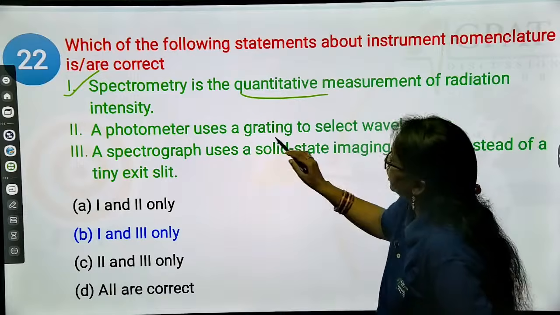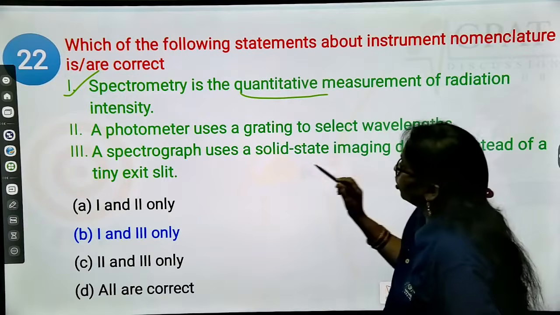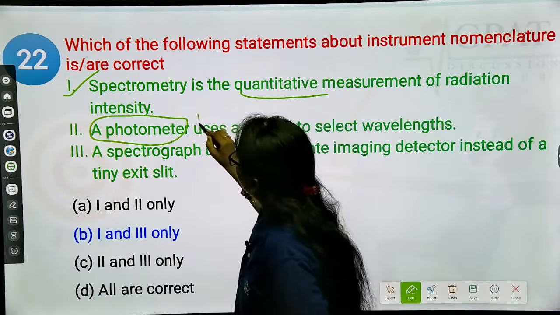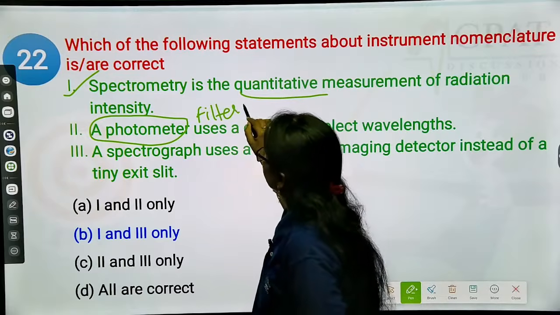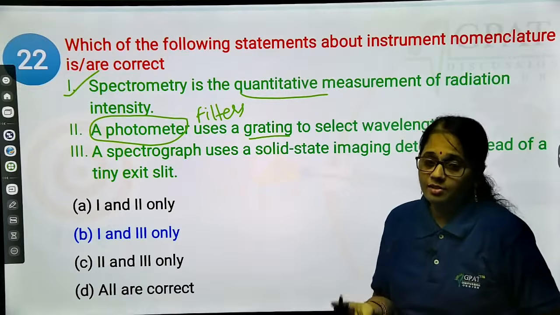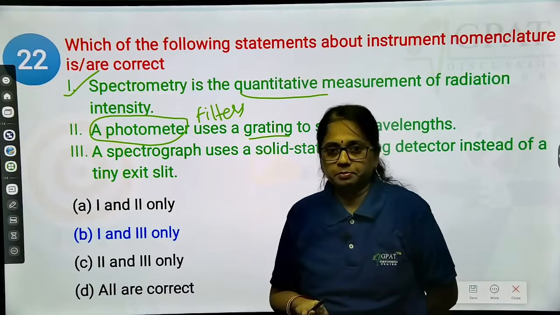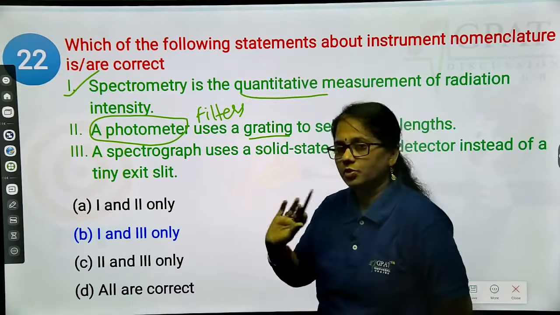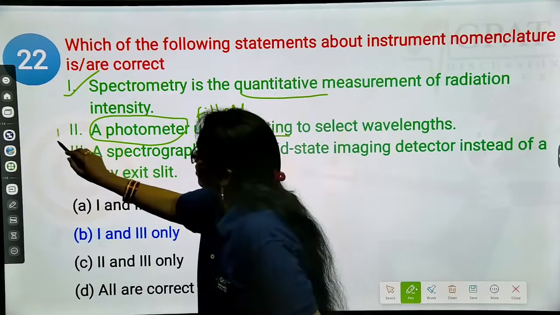Next, a photometer uses a grating to select wavelength. No, photometer means we are going to use filters. Okay. So if you are going to use gratings, that is called a spectrophotometer. Okay. So that is not called a photometer. So this statement is false.